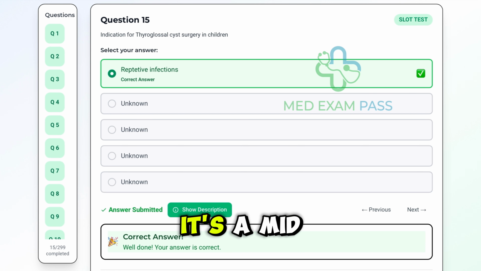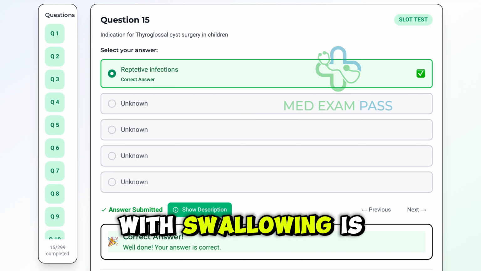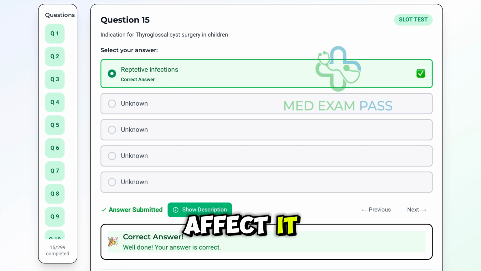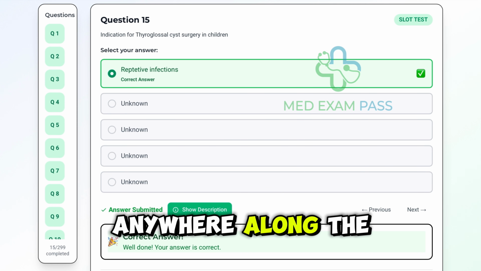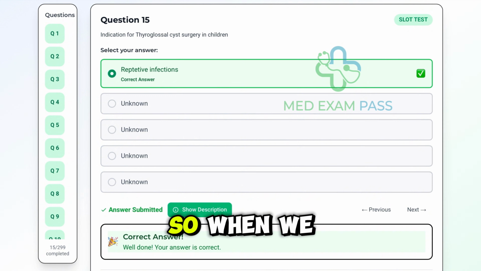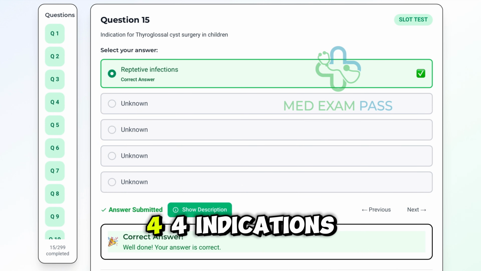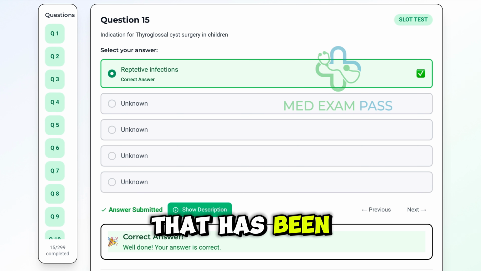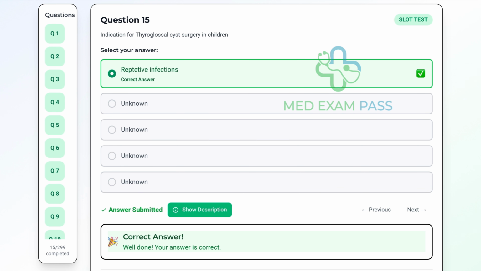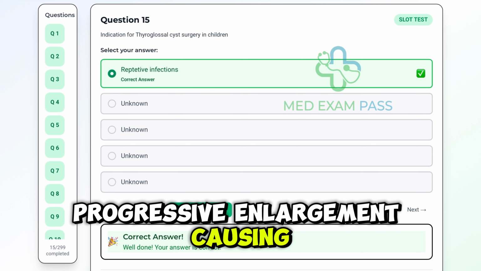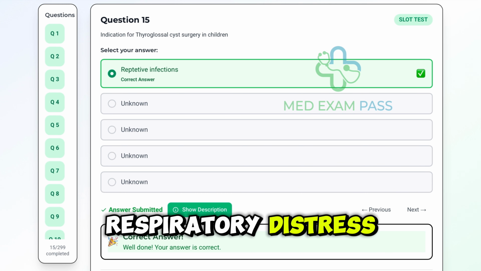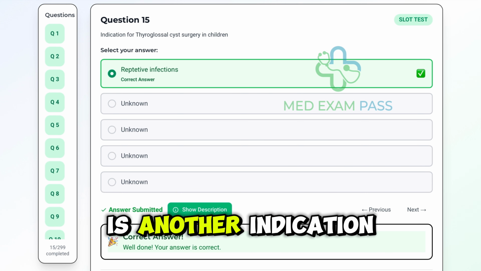So what are the clinical features? It moves upward with tongue protrusion and swallowing, which is a key diagnostic feature. It is usually asymptomatic but may become infected, and can occur anywhere along the path of thyroid descent. So when do we do the surgery? There are four indications. The first indication is recurrent infection, which has been given here. What are the other options? Progressive enlargement causing compressive symptoms, such as airway compression and respiratory distress.